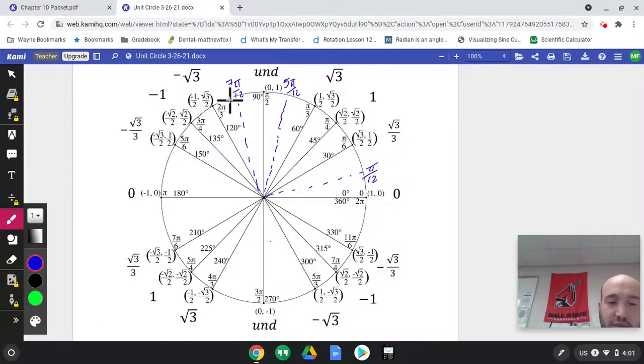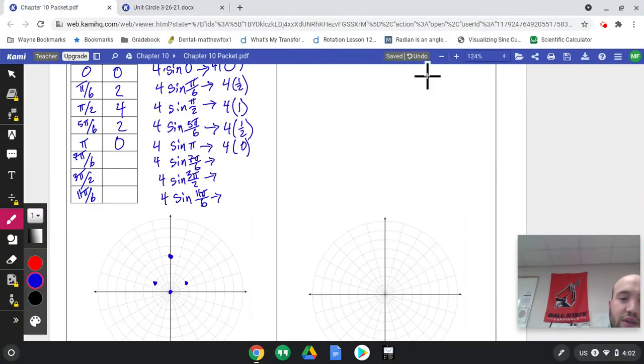Let's go to 7 pi over 6 here. That's negative half. So 4 times negative half, that'll give us negative 2. So we go to 7 pi over 6, which is over here, but then it's negative 2. So back 2, and oh, look at that. We already have that point as well.